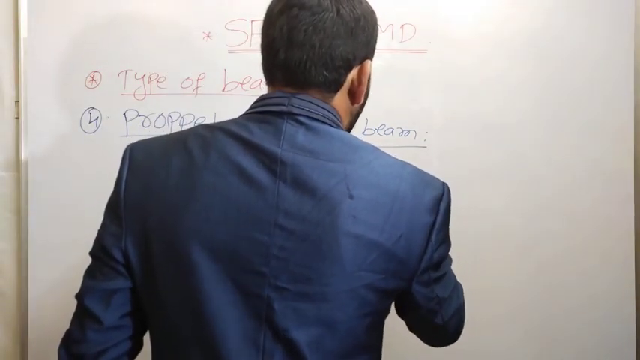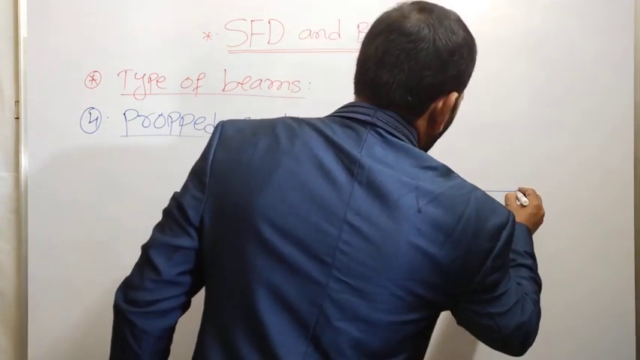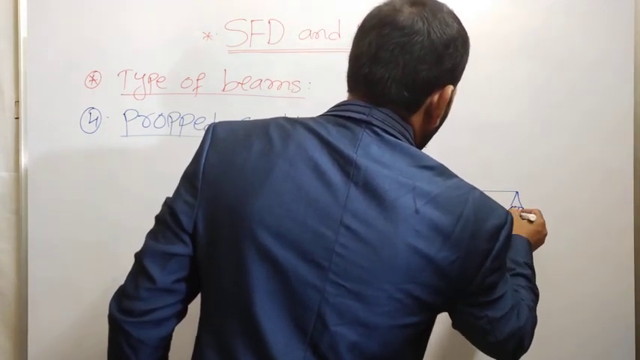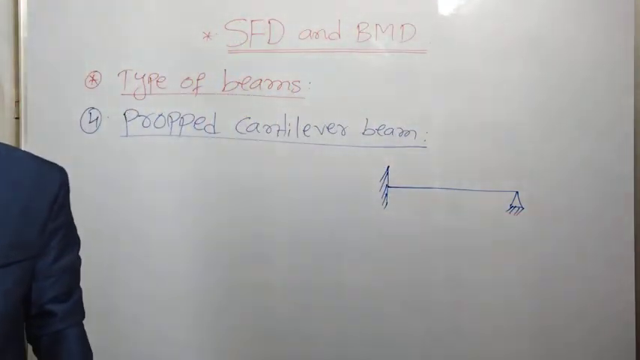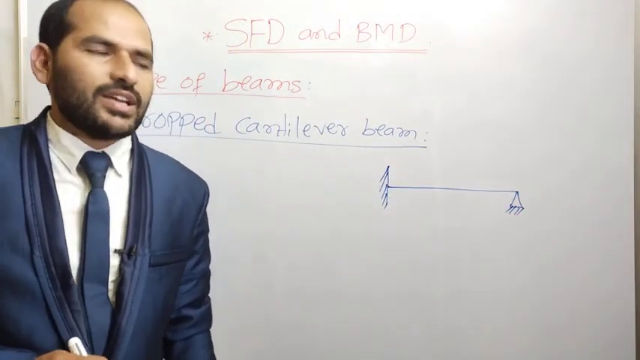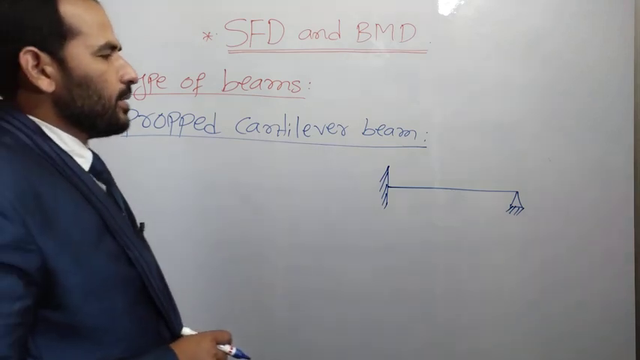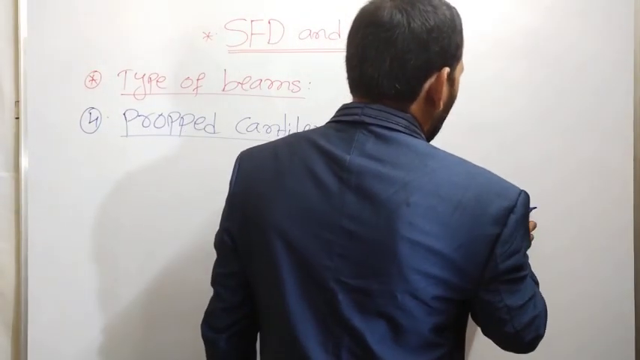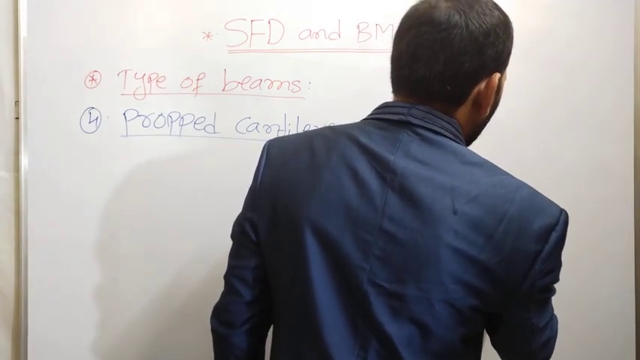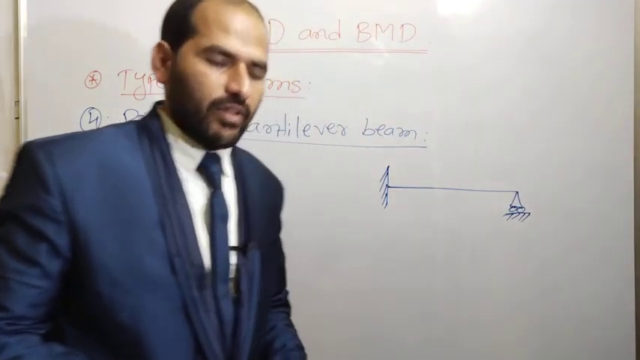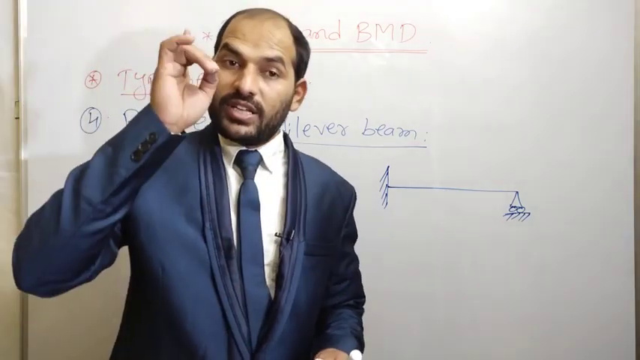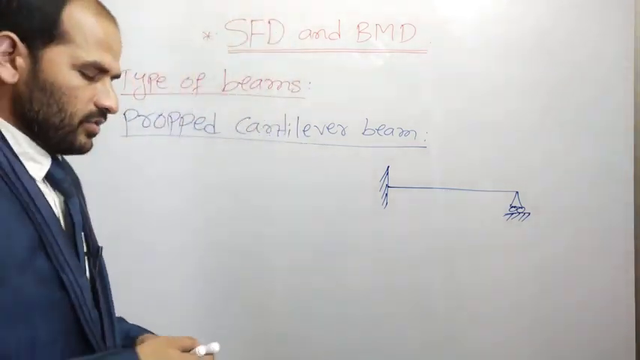Right, so on this side a pin or hinge support is provided, and on one more side a roller support is provided. This type of beam is called a propped cantilever beam. One side is fixed, and one more side is a roller support, not pin or hinge.